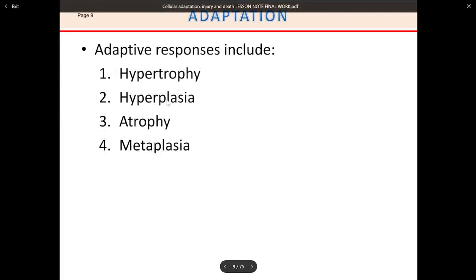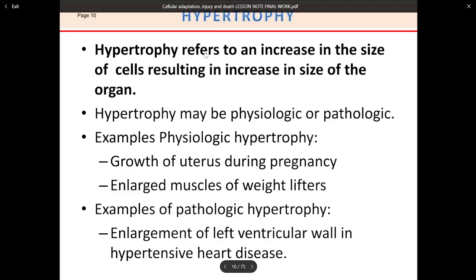Now, adaptive responses include hypertrophy, hyperplasia, atrophy, and metaplasia. We're going to discuss these things in detail. Now, hypertrophy refers to an increase in the size of cells, resulting in an increase in the size of the organ. Now, hypertrophy may be physiologic or pathologic.